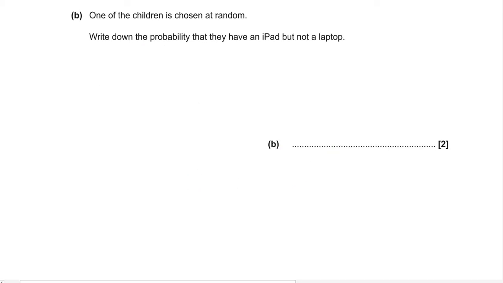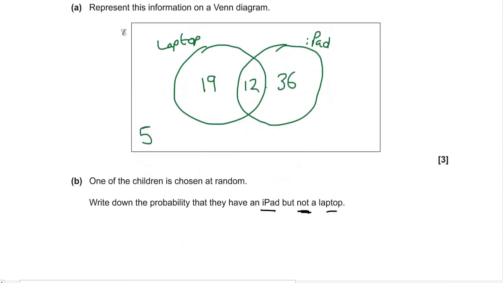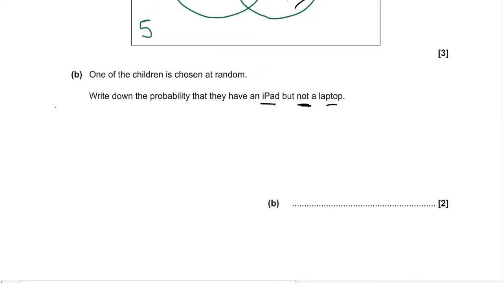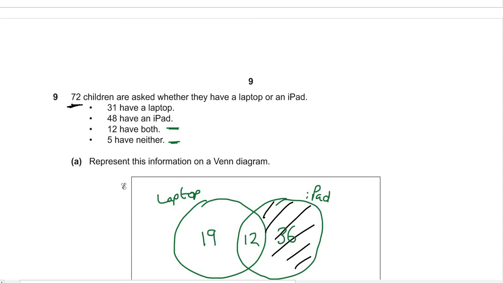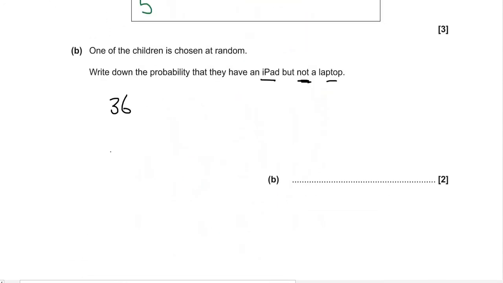Okay, B. One of the children is chosen at random. Write down the probability they have an iPad, but not a laptop. So that is this part of the circle. And we know it's 36. 36 people have an iPad but not a laptop. And in total, there's 72 children. So 36 divided by 72 is just a half. So the probability is just a half.